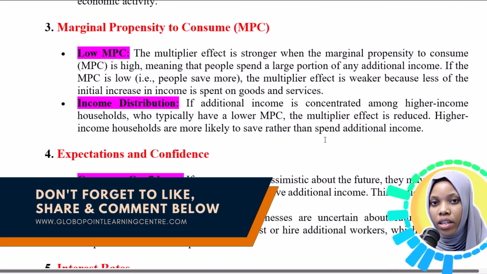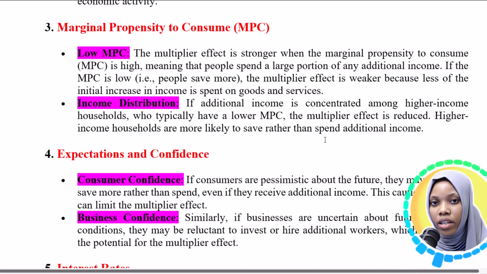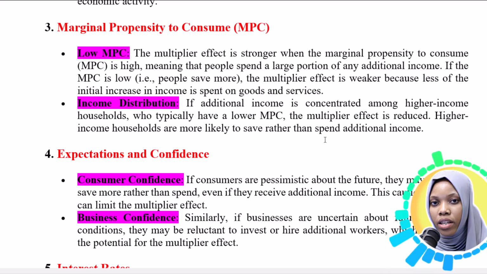Another is marginal propensity to consume. And the marginal propensity to consume, we say when you have a high MPC, the multiplier effect is stronger. The vice versa is also true.